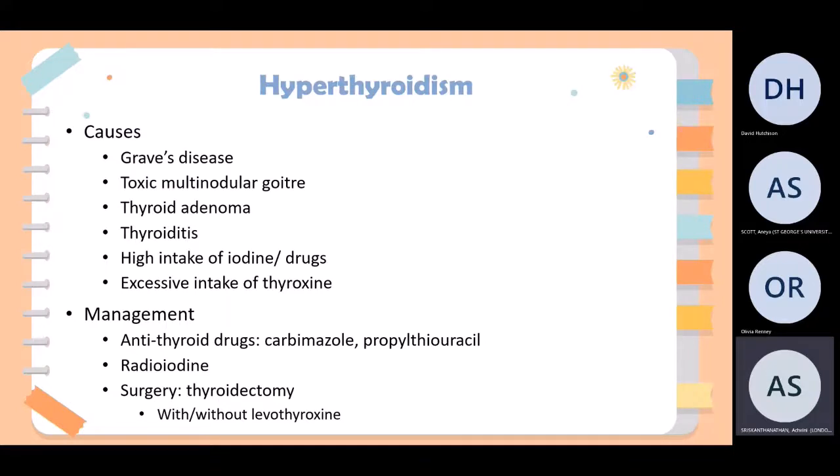and your management is using any sort of anti-thyroid drugs, so your carbimazole. And if it's a young female of childbearing age, you'd want to check if they're pregnant or are thinking about getting pregnant, so you can give them propylthiouracil instead. You'd also put them on that if they're not really tolerating carbimazole. And then radioiodine treatment, or ultimately thyroidectomies, with or without giving them levothyroxine.